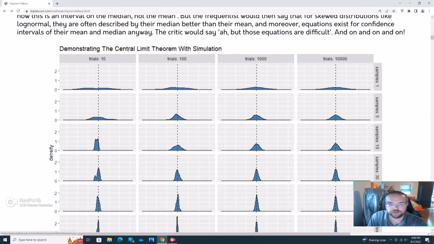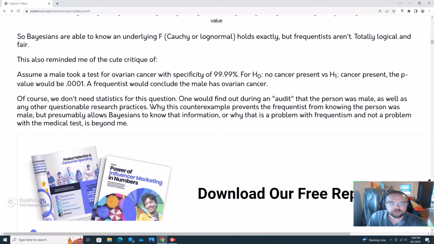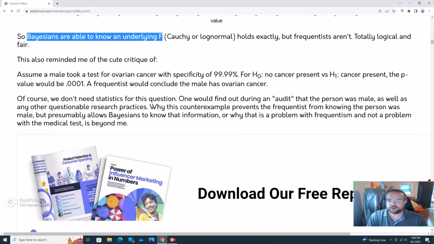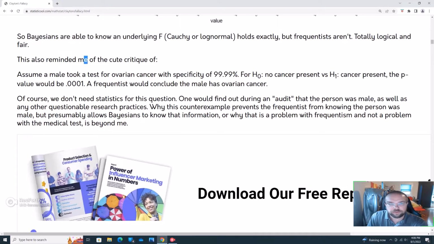So I have a little information here on the central limit theorem. But basically, Bayesians are able to know an underlying distribution exactly, right? But frequentists aren't, right? It makes no sense, okay? There's also a critique of null hypothesis significance testing that says, assume a male took a test for ovarian cancer with specificity of 99.99%, and our null hypothesis is no cancer present versus cancer present. And the p-value happens to be 0.0001, and a frequentist would say, haha, the male has ovarian cancer, right?